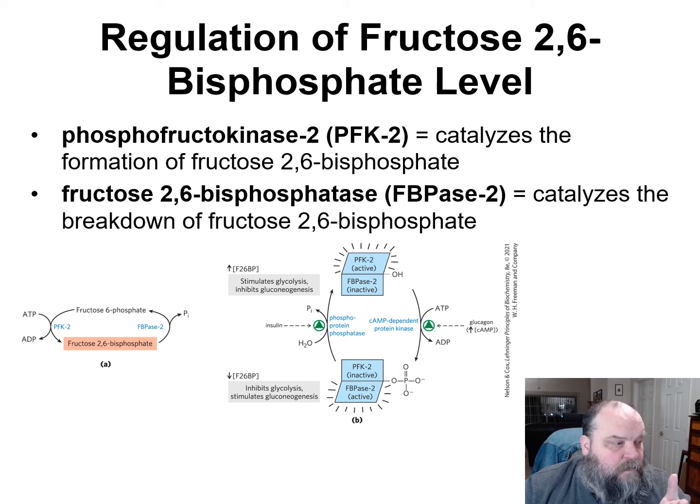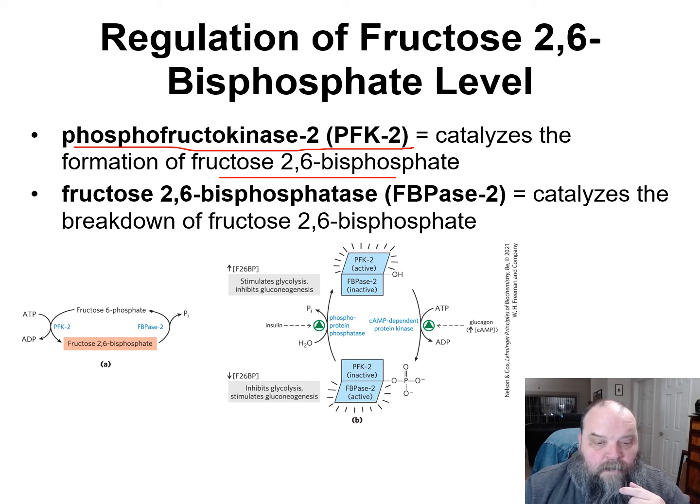Now, where's this coming from? Well, PFK2, phosphofructokinase 2, takes fructose 6-phosphate and turns it into our fructose 2,6-bisphosphate. F26BP is what they're using as the acronym for it. It just does not roll off the tongue.